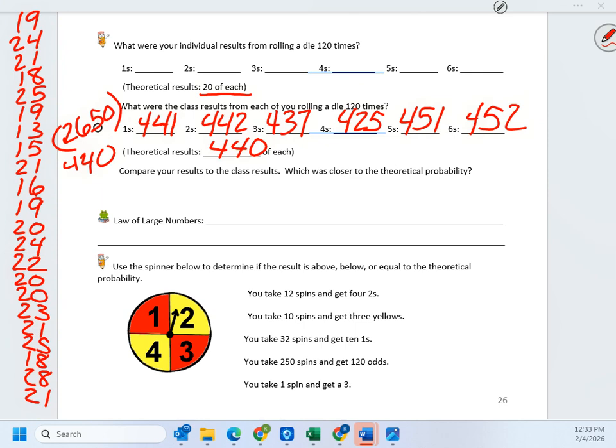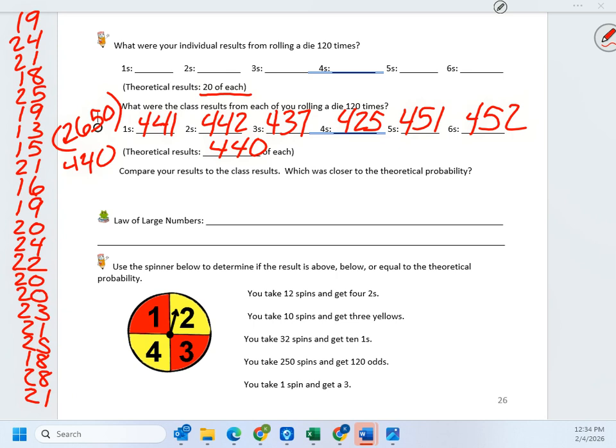So, no, for 440 is the theoretical results, just like 20 was that theoretical result. So you're doing the experimental. 441 divided by 2,650. 442 divided by 2,650 for the class results. So everybody's going to get the same for the class results.